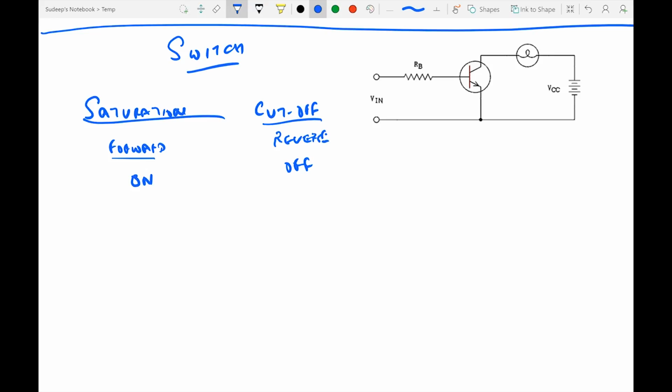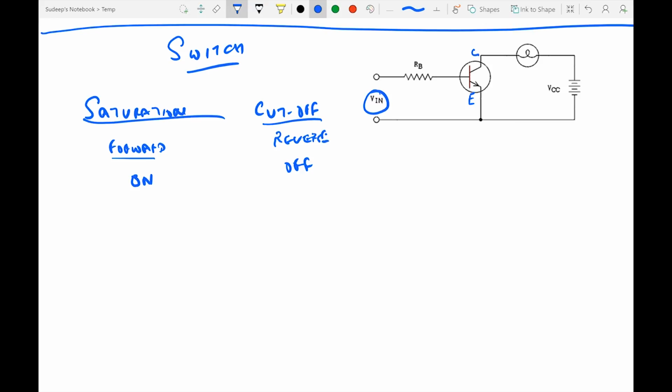Now how do we achieve this? We have the circuit on the right over here, and this is the circuit which is the same for both saturation and cutoff regions. We have an input Vin, which is applied to the base. The one which has the arrow is the emitter. The other one is a collector, which is connected to the positive terminal, and the emitter is connected to the ground.